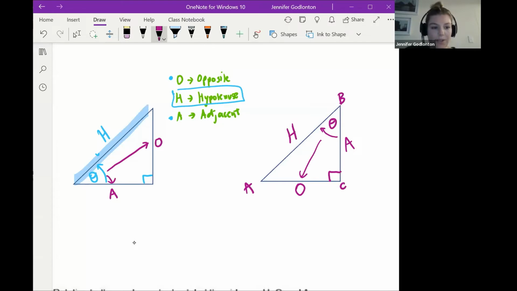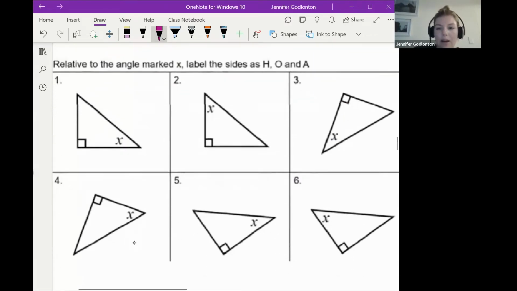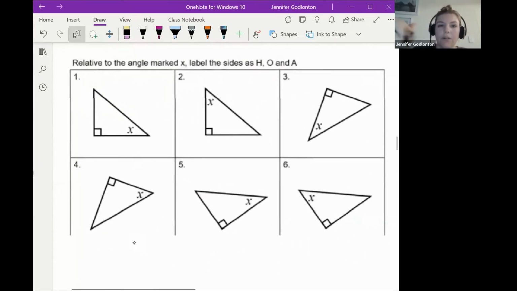Does anyone have any questions about this? We're just going to do a quick questions just based on this. We're not going to bring in tan, sin, and cos yet. So are we all still okay? Okay. All right. I'm going to put some labels on here.